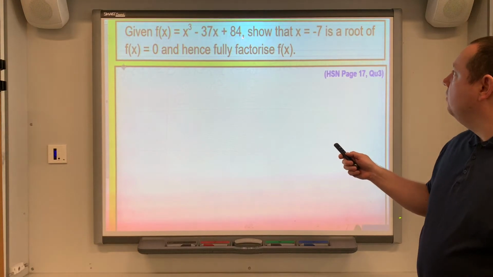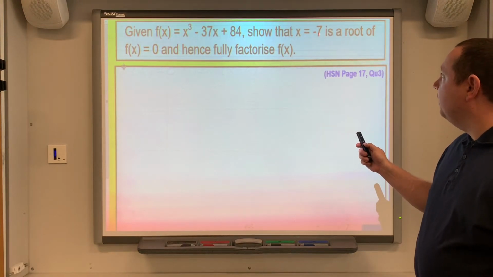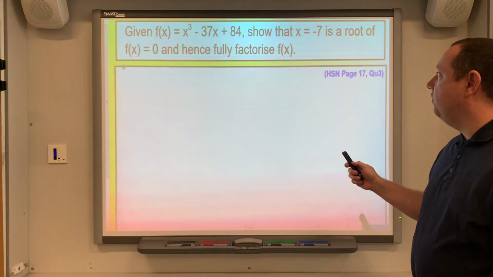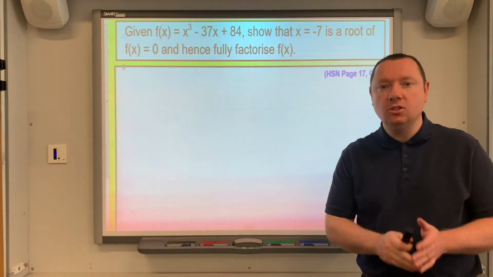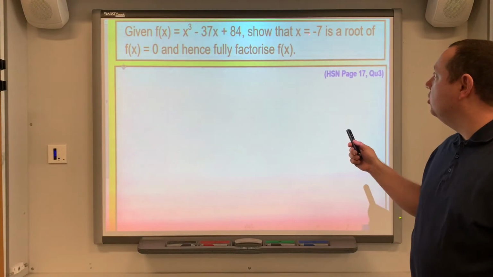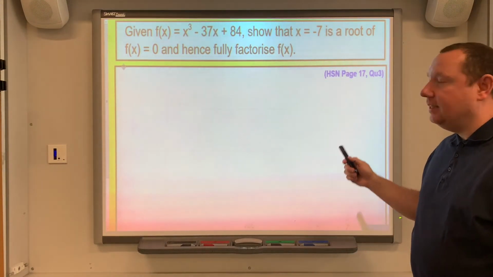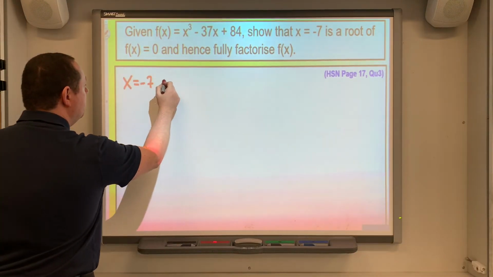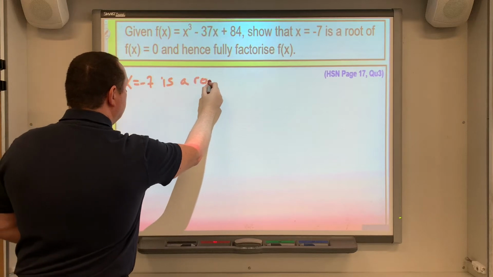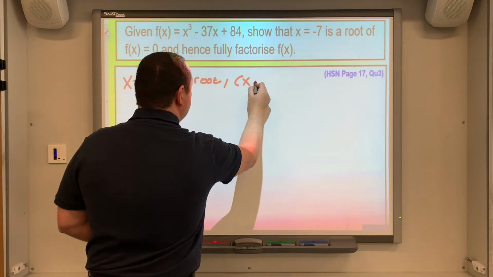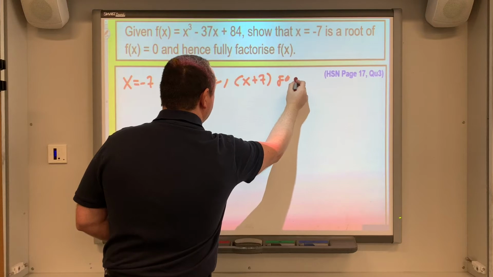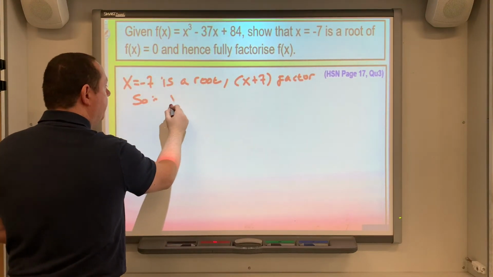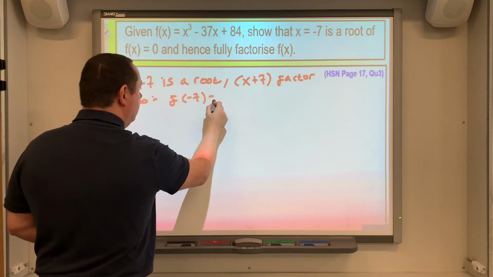Given this polynomial, we have to show that x equals minus 7 is a root of f of x equals 0, and then hence fully factorise it. So it's exactly the same question, just worded slightly differently. If we want to show that it's a root, then we can show that x plus 7 is a factor. If x equals minus 7 is a root, then x plus 7 is a factor. So f of minus 7 would equal 0.